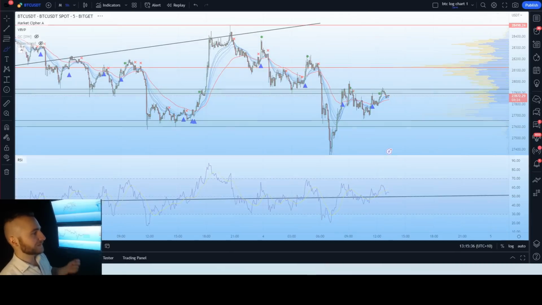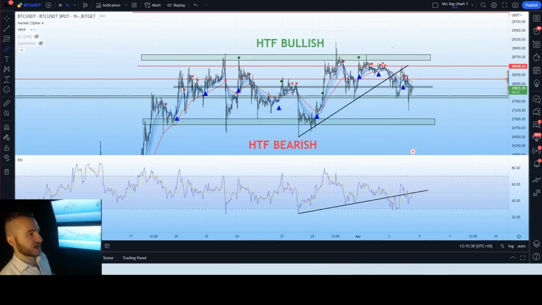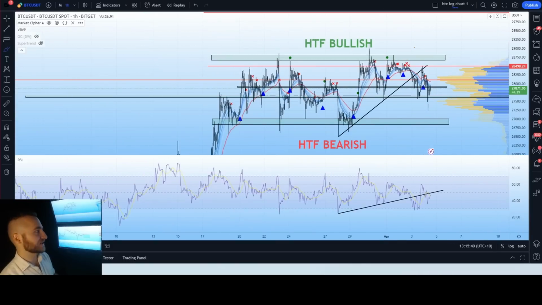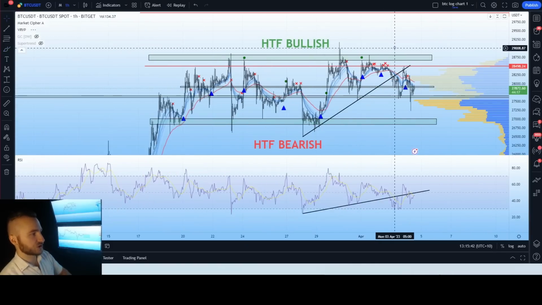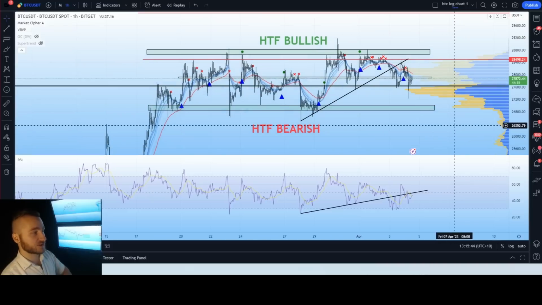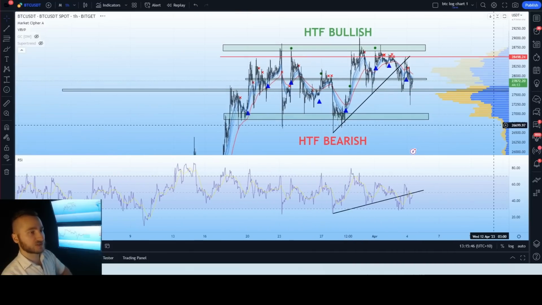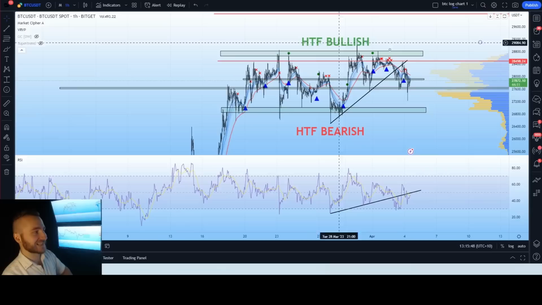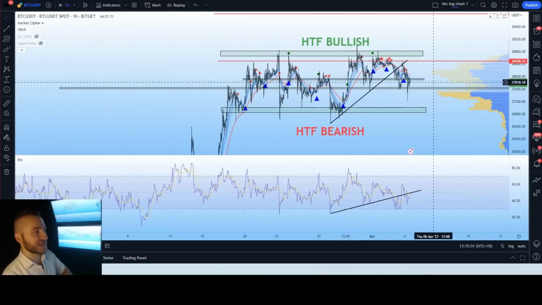Rather, zoom out and focus on the higher time frames, right? The higher time frames are so much easier to trade than the short term. Definitely only trade the short term if you know what you're doing, but focus on the higher time frame right now. If you want to look at the next move for Bitcoin, we are looking at this structure. We are looking at what happens next from here.